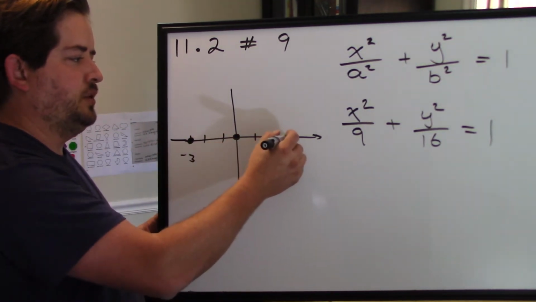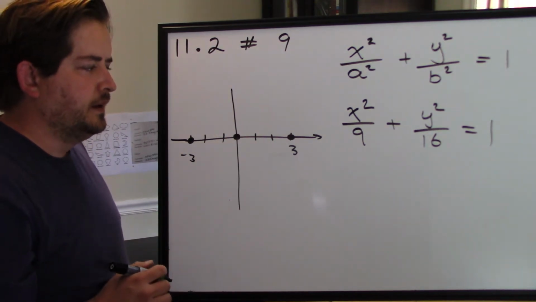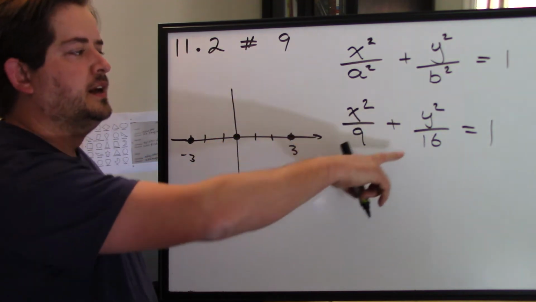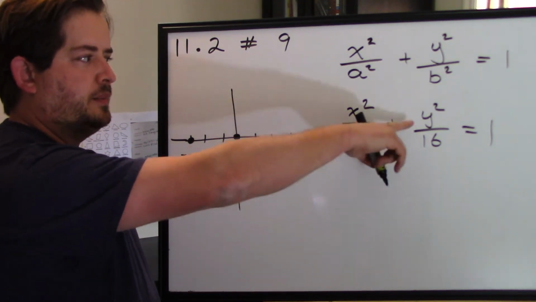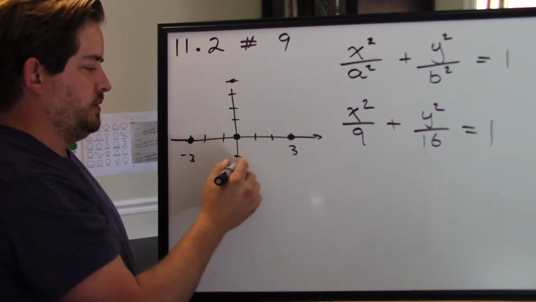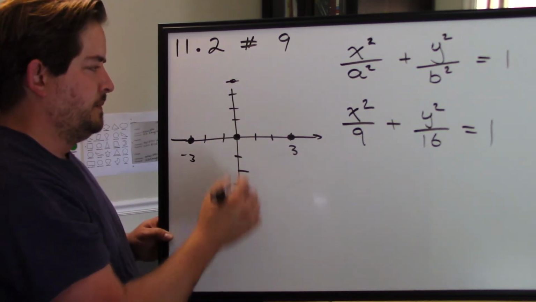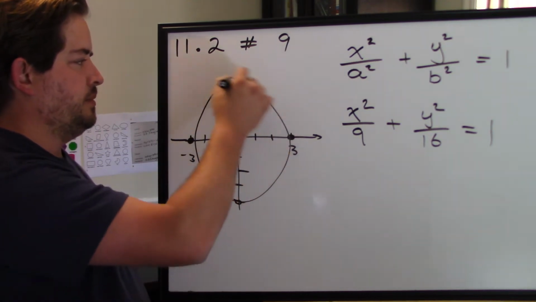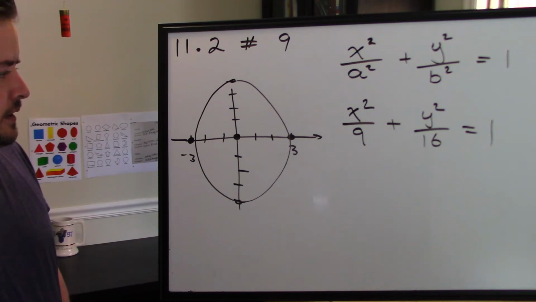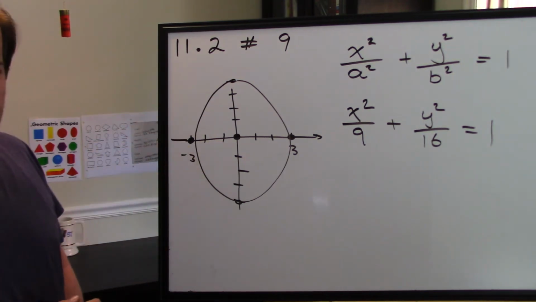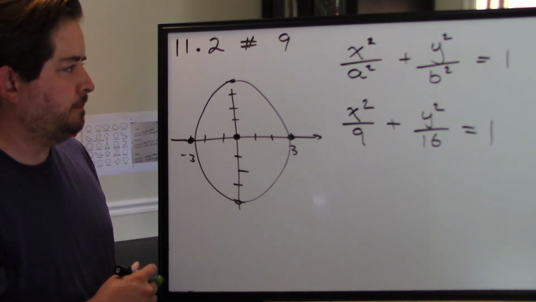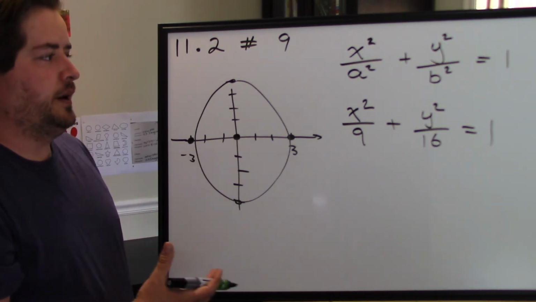So I'm going to have these 2 points here. And then 16, which is 4 squared, is under y. That means I'm going to go up and down 4 in my y direction. 1, 2, 3, 4. And 1, 2, 3, 4. You can count on that pretty much every time. It's a quick way to graph your ellipse. Please forgive the fact that I can't draw an ellipse to save my life, and that looks like a smushed egg. But this is how you would do it just about every time.